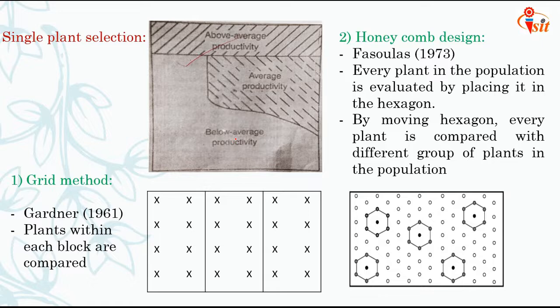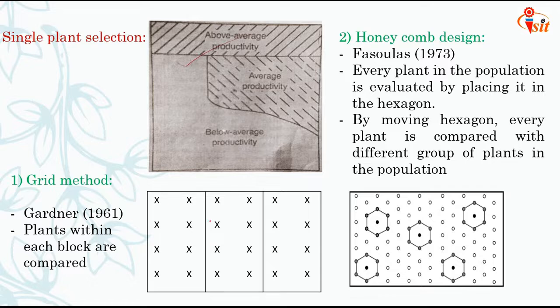So how can we reduce the error created due to the variation in soil fertility or productivity? There are 2 methods. The first one is the grid method. The grid method was given by Gardner. This is important for your competitive examinations also. What they do is make a grid.